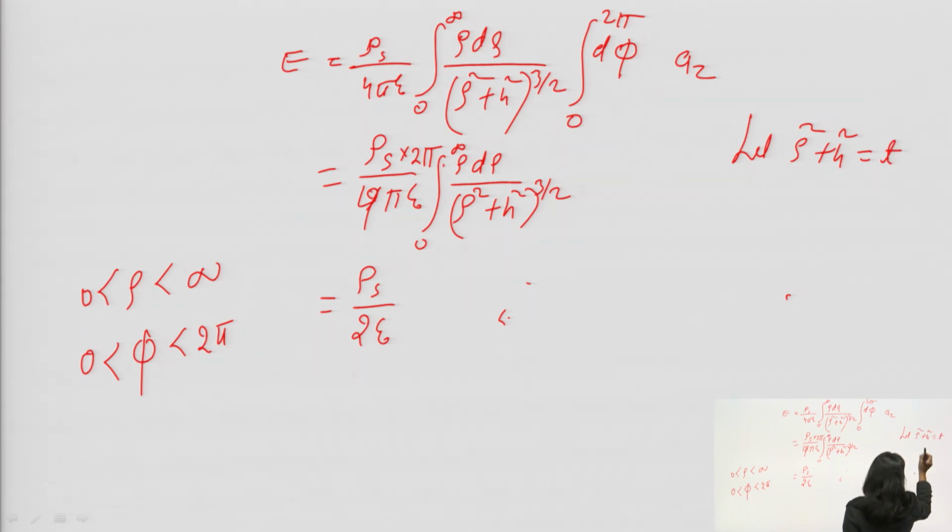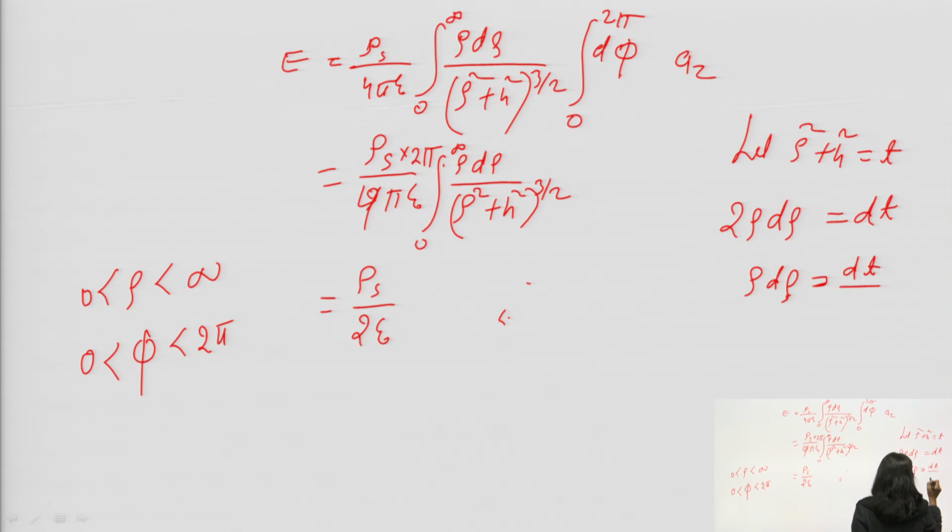So if we differentiate both sides, we will get 2 rho d rho, and as h is a constant quantity already given, the differentiation of a constant quantity will be equal to 0. So we will not write this and we will write dt. So rho d rho will be equal to dt by 2. Now we will simplify it and write all the terms. So the integration will come as it is.